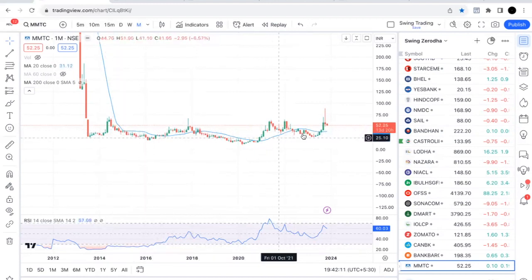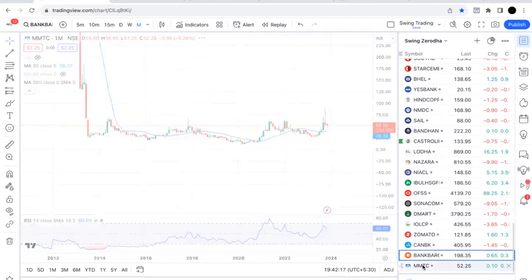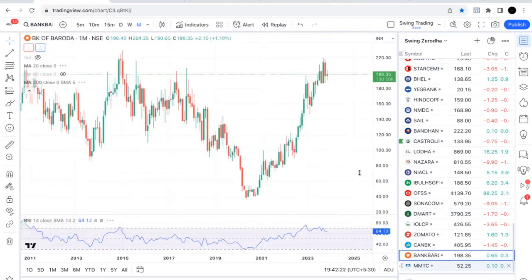And it's been sideways all this time. So I'm not going to bother selecting this. Okay, so I go to the next one above that. Next one is Bank of Baroda. Okay, so I look at that one.